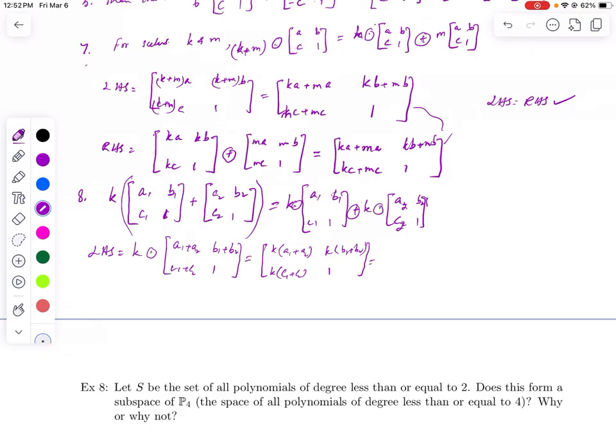So I can now distribute: ka1 plus ka2, kb1 plus kb2, kc1 plus kc2, 1. And I can leave it there and look at the right hand side. I think we should go with the right hand side. I need another page here.